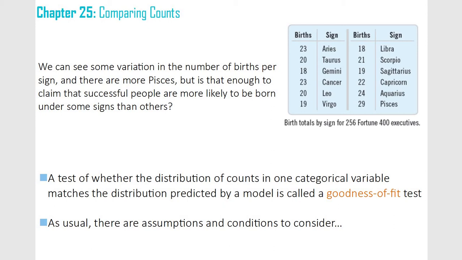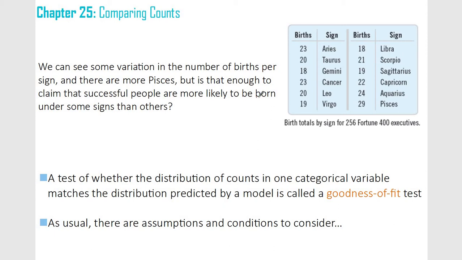So what if I told you that Pisces, or people who are Pisces, are more likely to be rich? Are more likely to be a Fortune 400 executive? Sounds crazy, but what would you do to test that theory? Okay. Well, here's a bunch of totals of Fortune 400 executives and what sign they are.